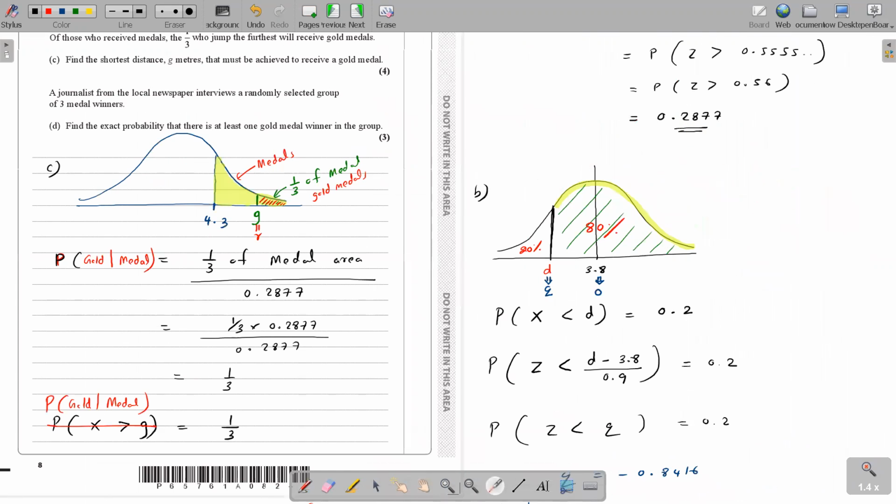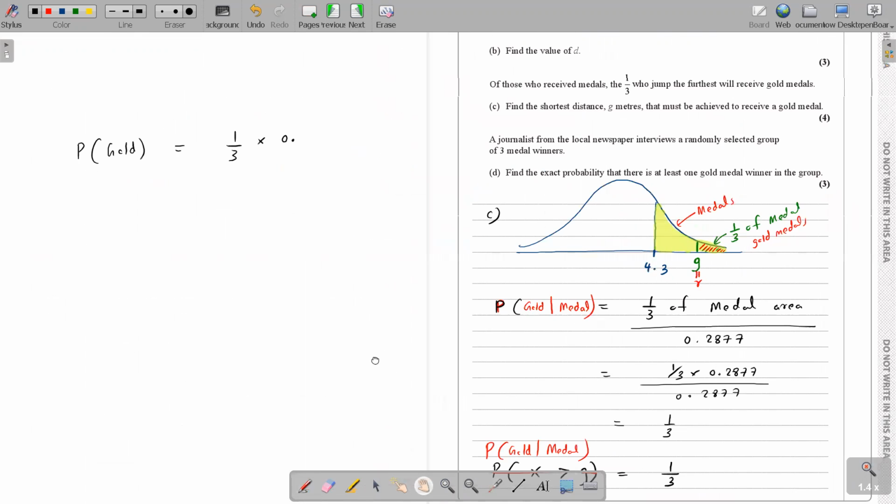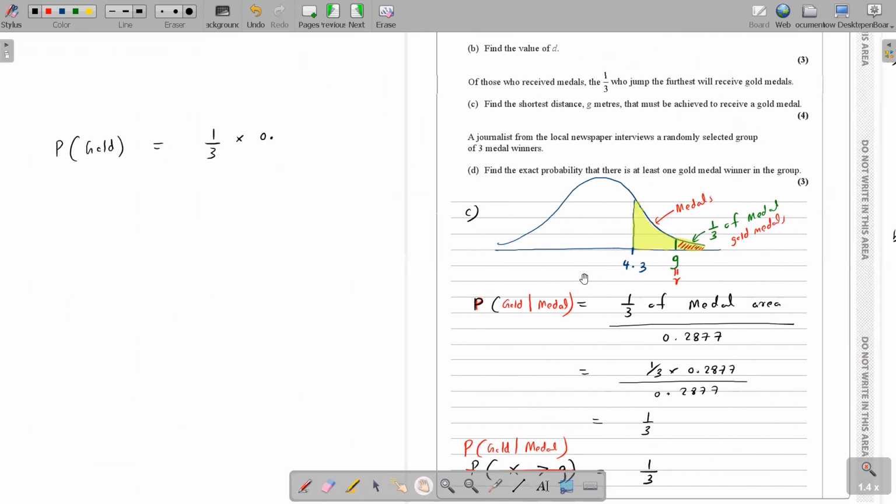0.2877, right? So 1/3 of the medal area. So your medal area is 0.2877. Out of that medal area, now 0.2877 is from the whole area. That area also I divide into 3 and take the very corner. So 1/3 of the medal area, how much is it? How much is 1/3 of the medal area? Give me the answer. 1/3 of the medal area.